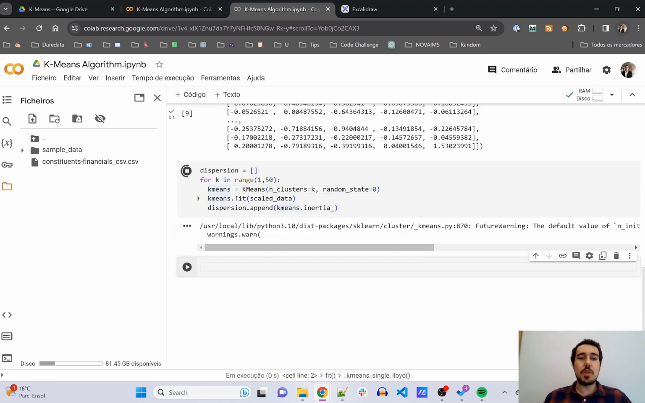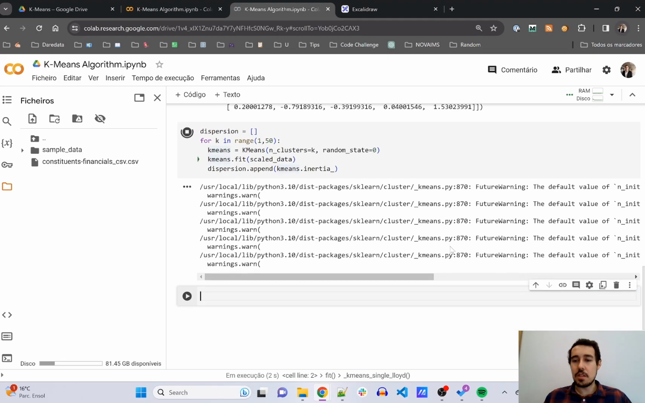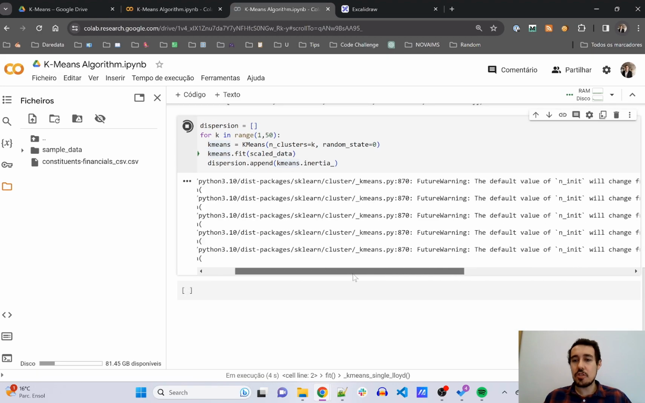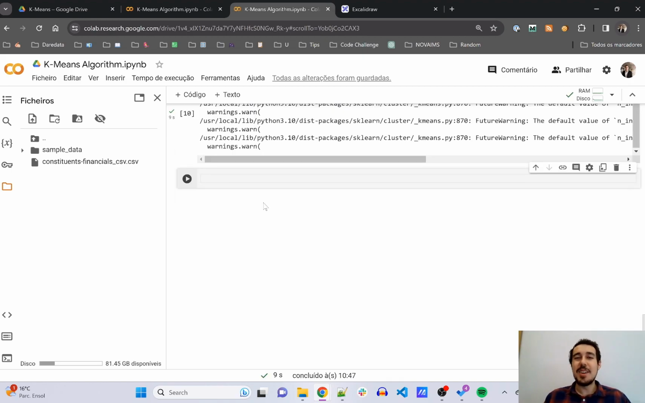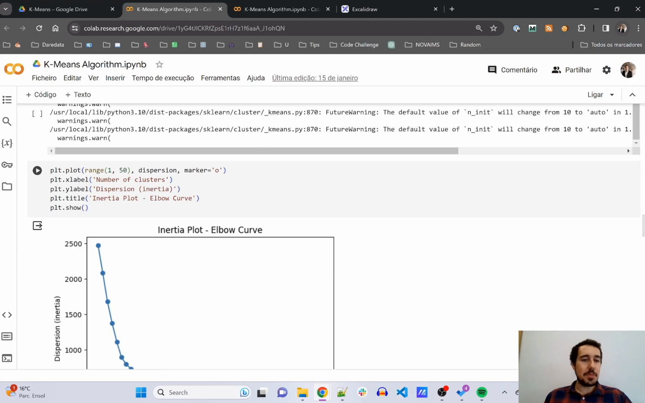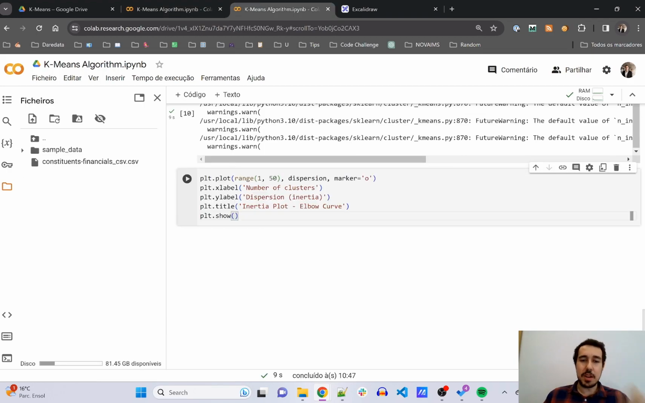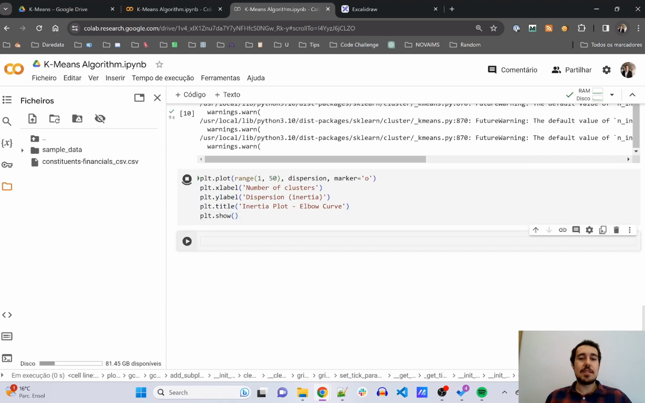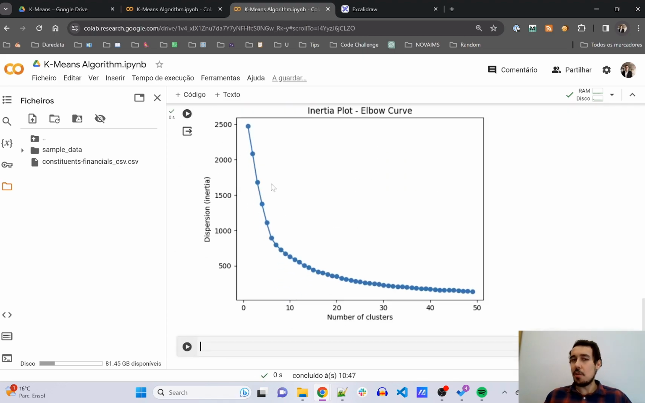So let's run this one and just wait a bit. I think that the default value of n init is changing. That's okay. Don't worry, because the algorithm is running. So now let me go to the materials. I think it's easy just to pick up this plot of the inertia plot. This is just a simple scatter plot. I don't need to write it by hand. And let's see it. Wow, now very cool.